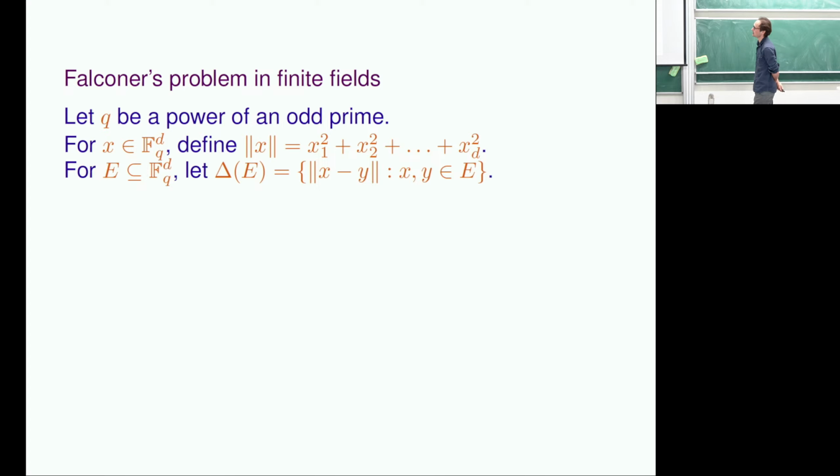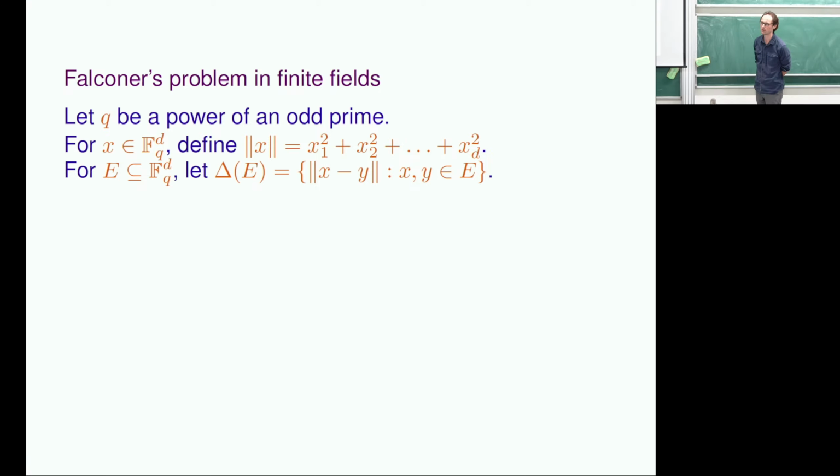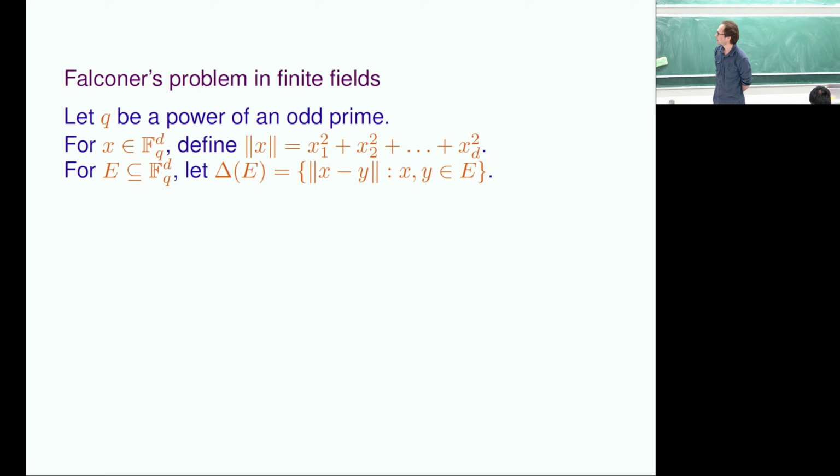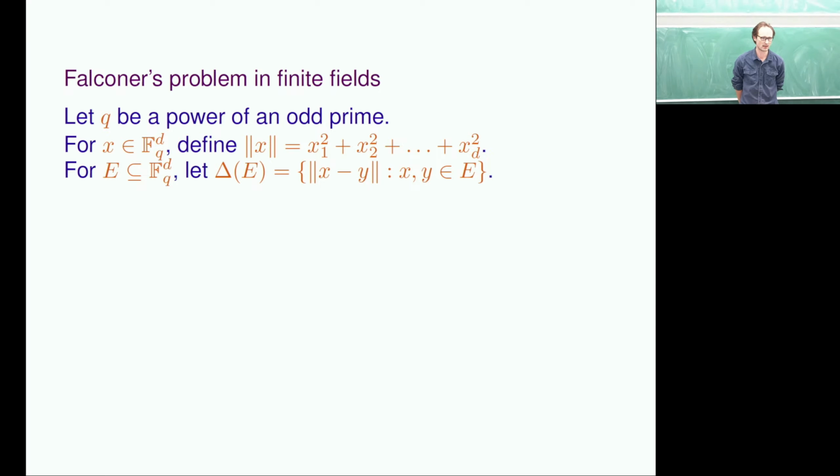And I'm going to start talking about a slightly simpler problem, which is Falconer's problem in finite fields. So Falconer's problem is a very famous problem in geometric measure theory, and this is a kind of combinatorial analog. So we take q to be a power of an odd prime, and we can define the kind of Euclidean norm of a vector to be the sum of the squares of the entries in the vector. And then we define the distance set of any subset of points to be the set of distances determined between pairs of points in that set.